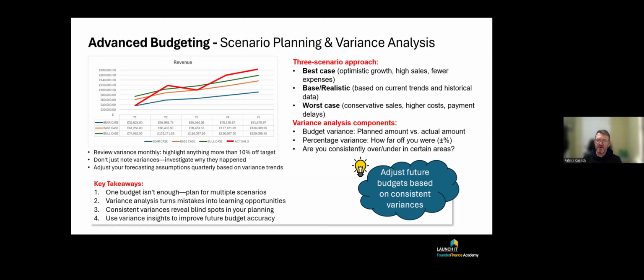Just to wrap this up, this really builds on the budgeting basics that we did 2 weeks ago, understanding how to build your budget, and then this really looks at how you would then expand that out over a longer period of time. You would do multiple scenarios based on best case, realistic case, and worst case, anticipating those, and then looking at that on a monthly basis to see where there was variances to your actuals.